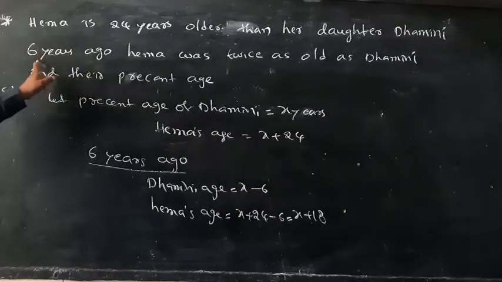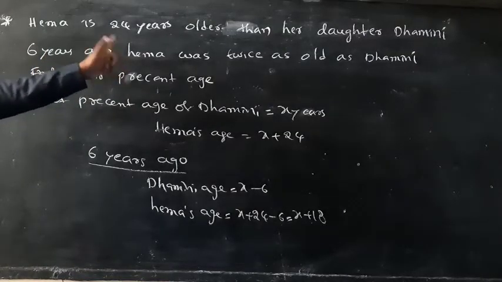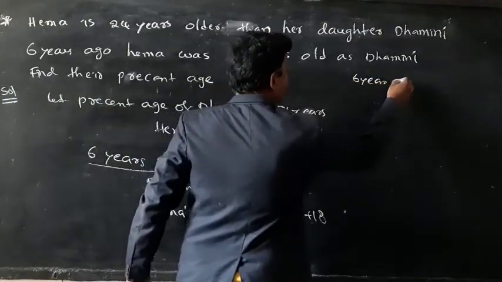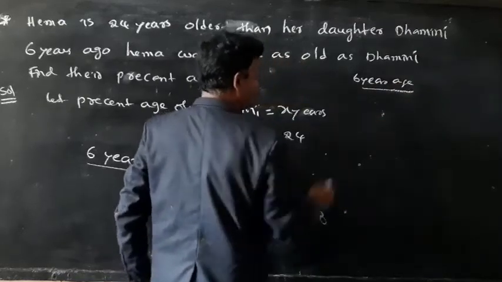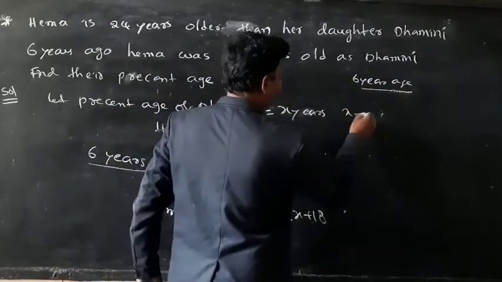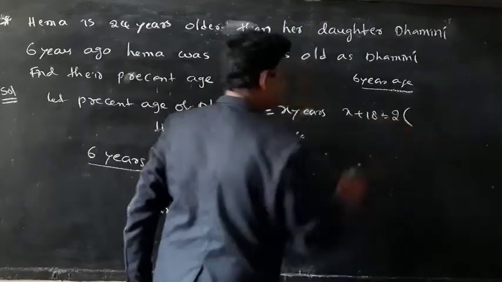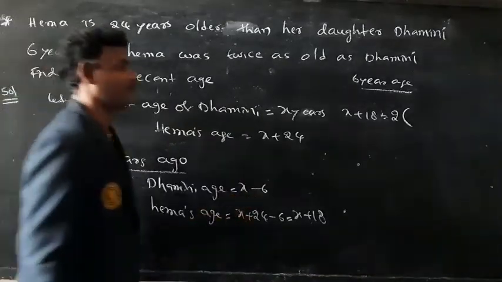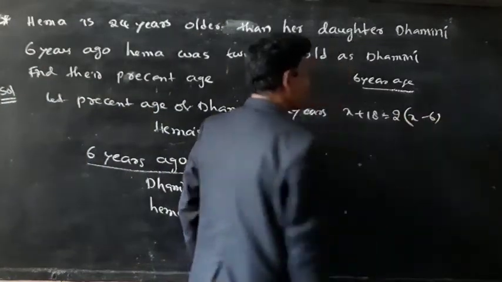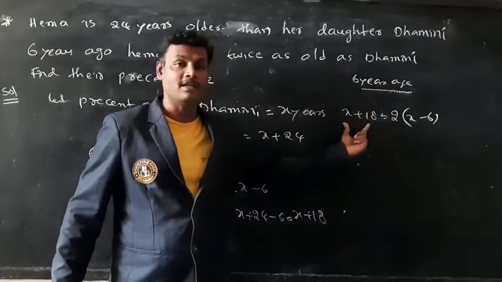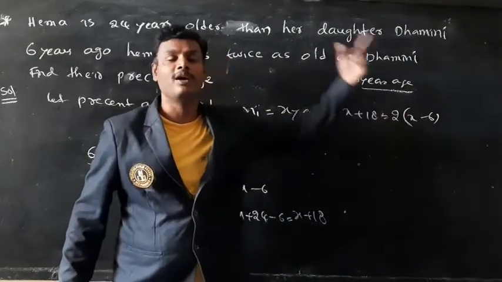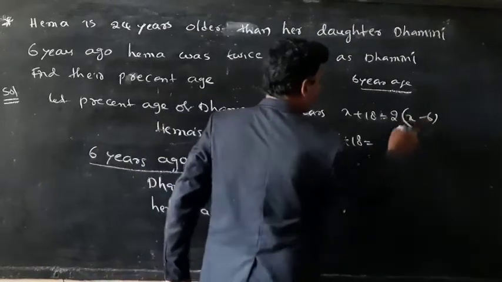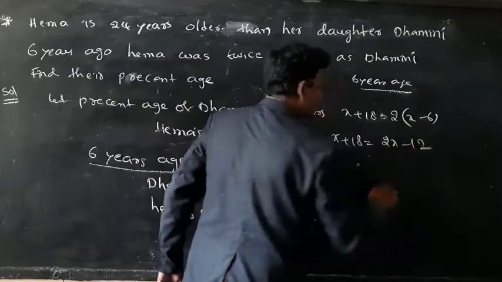Here, what is the relation? 6 years ago, Hema was twice as old as Damini. 6 years ago, Hema's age x plus 18 is twice Damini's age. What is Damini's age here? x minus 6. 6 years ago, Hema was twice as old as her daughter. So x plus 18 is equal to 2 into x, 2x, minus 2 sixes are 12.